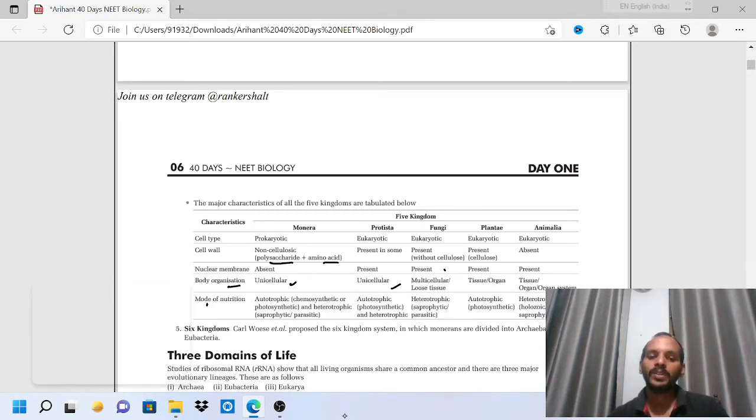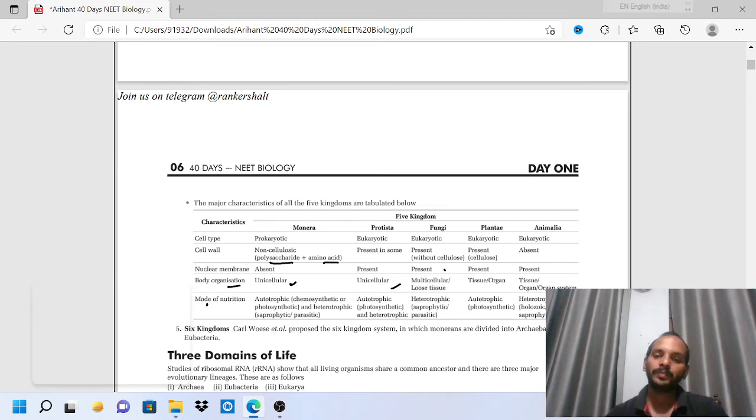Now in Protista it's autotrophic, meaning they prepare their food with the help of photosynthesis, and it's also heterotrophic. Fungi are heterotrophic. They take their food from others. It's saprophytic and parasitic. We know that fungi are found on dead animals and dead plants, so it's saprophytic. And fungus grows in our body, so it's parasitic also.